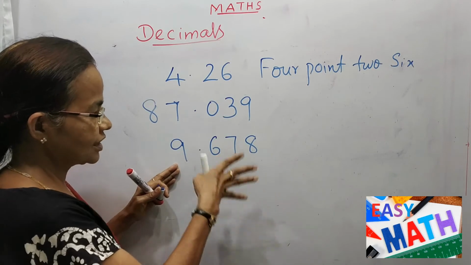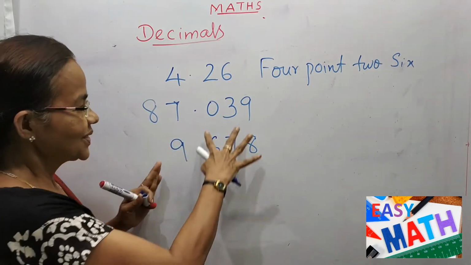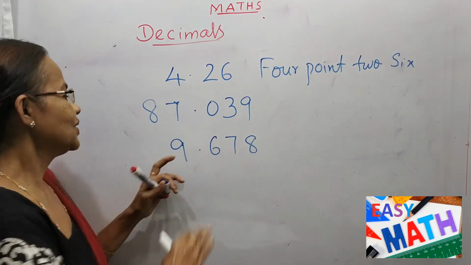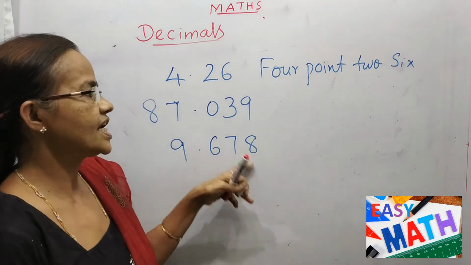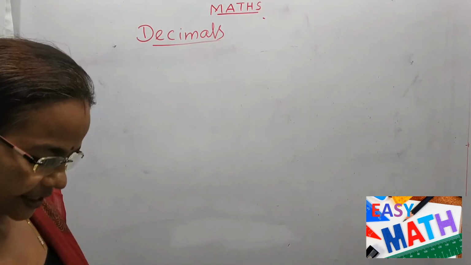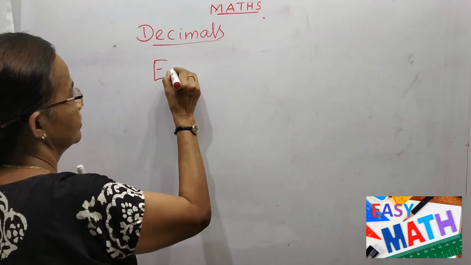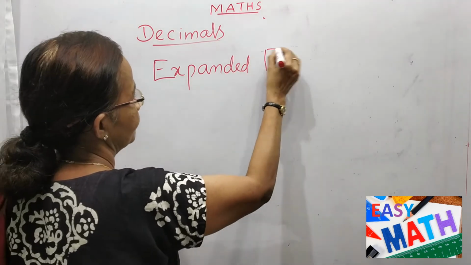By 1000 equal parts is 678 parts. It is not a whole, so this is a proper fraction. So we have to say 9.678. Decimal numbers. Okay, next is expanded form. Expanded form.